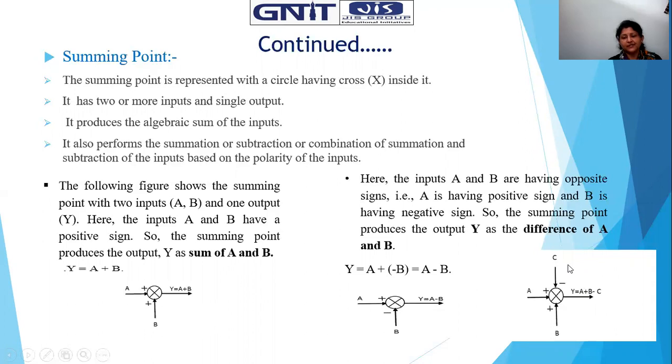For multiple signals, the summing point may be represented like this: A and B coming in the same phase, and C in opposite phase. So Y will be A plus B minus C. Nothing else, it's simple algebra. Now moving to the next point.